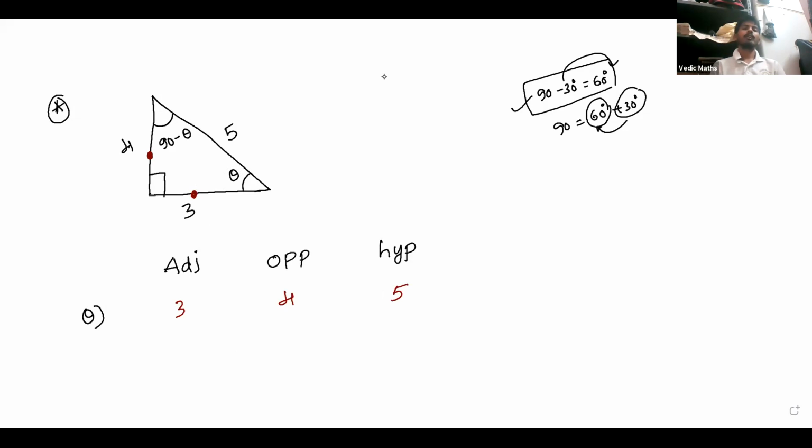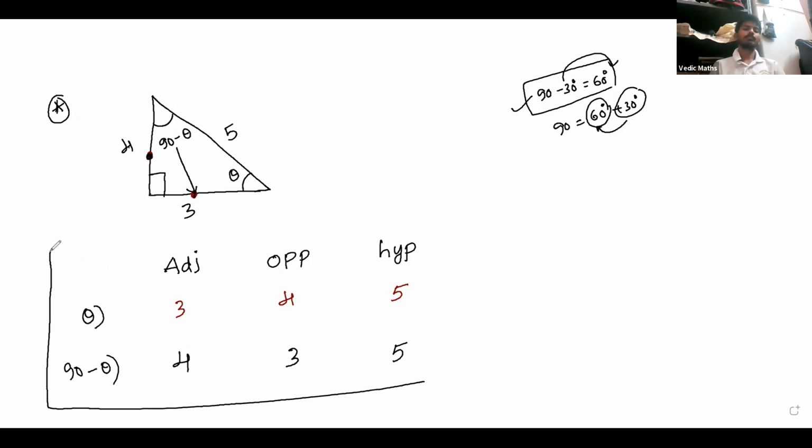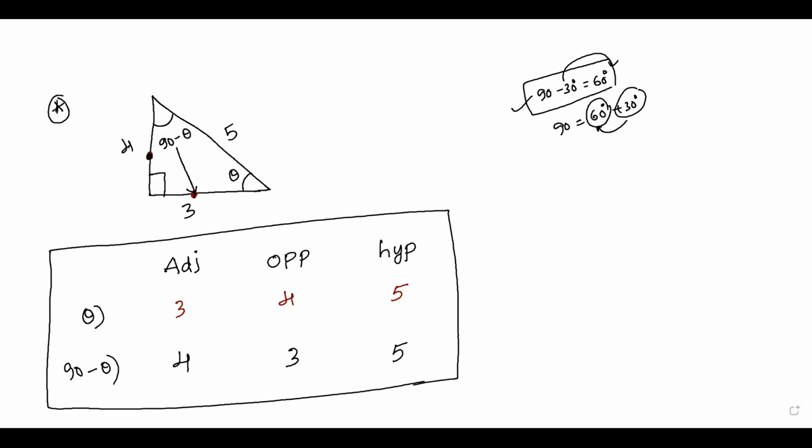Suppose in case I am talking about 90 minus theta, then the opposite side will be 3. And the adjacent side will be 4. And the hypotenuse will be 5. From this table, what have you observed, please tell me. Sir, when the angle changes, the adjacent and opposite switch. Yes, exactly. That's correct.